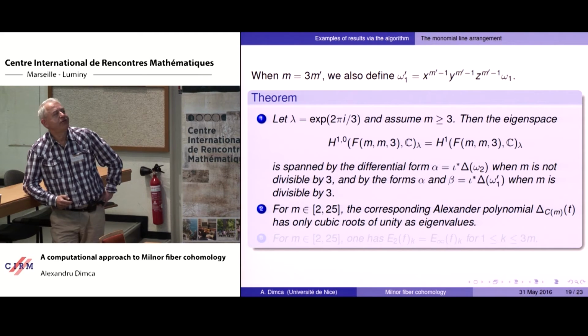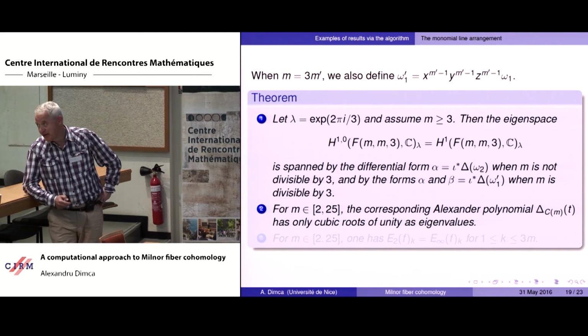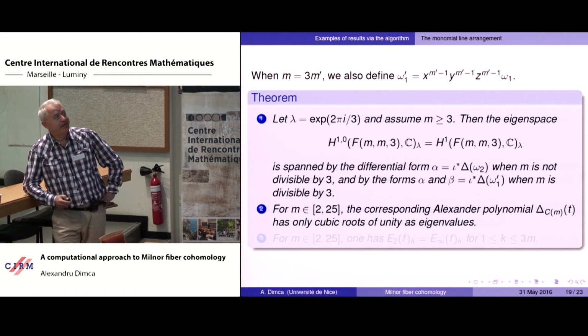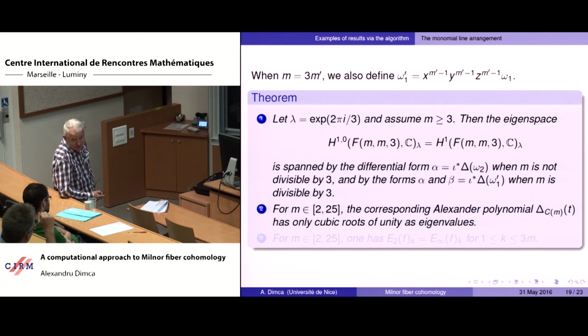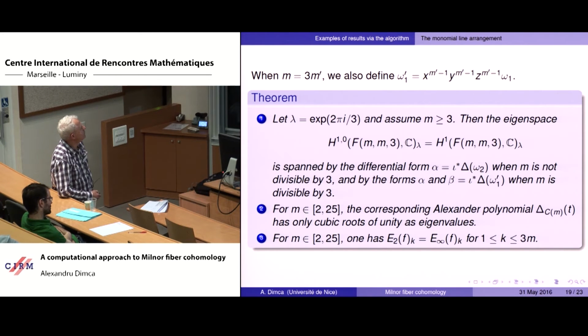But in some sense, I do not really trust computers. And so after writing this paper, I tried to find an independent proof that only cubic roots can occur. And a few days ago, I managed to find such a proof. So now I know that the result is true in general, but the proof goes along different lines, and I will not describe it here. And moreover, for all these values, the spectral sequence degenerates at E2. So this conjecture is verified in these examples.